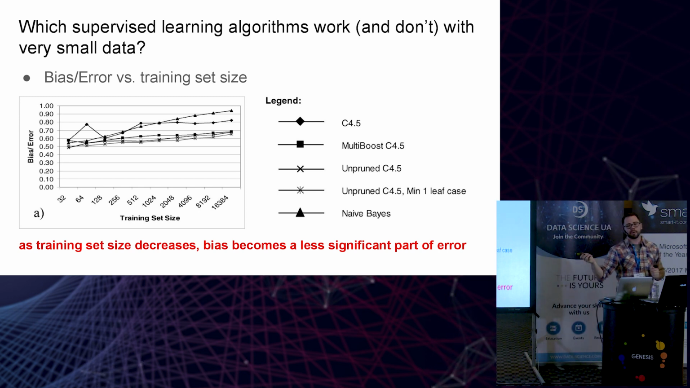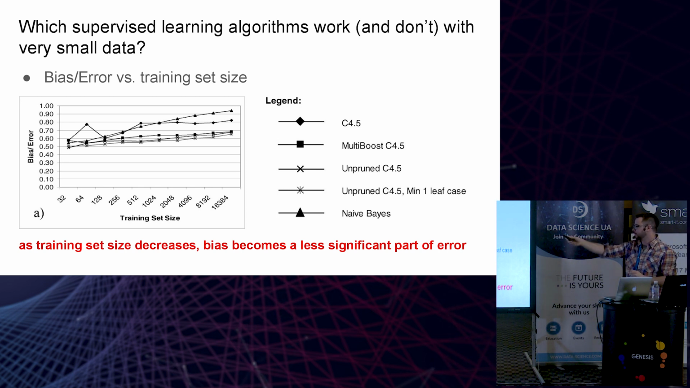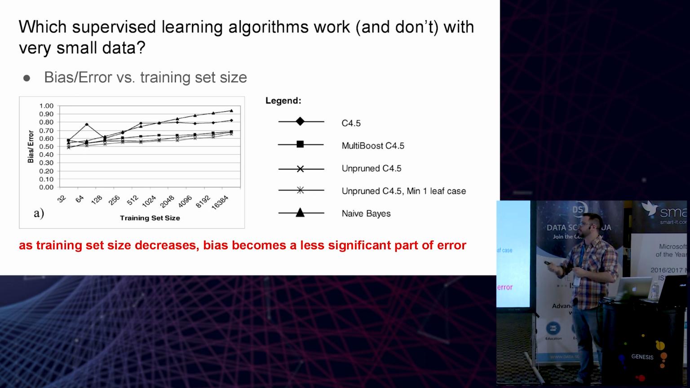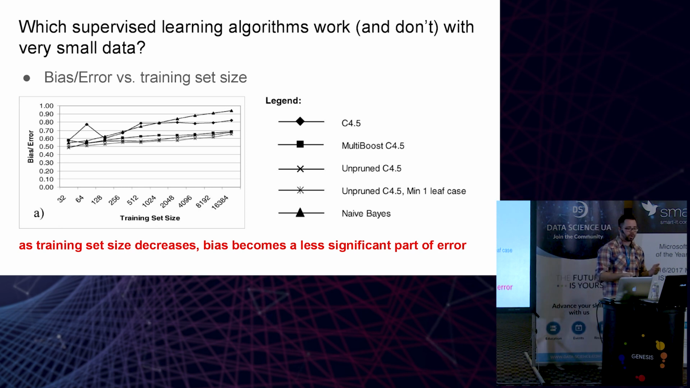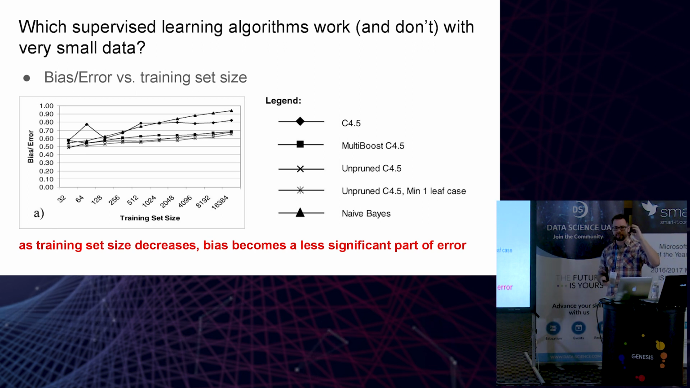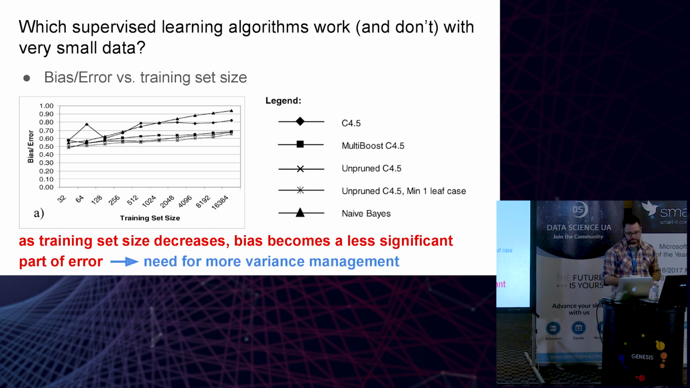Okay, and that implies that for small data sets, if you are too far on the left, as the data set decreases, the bias becomes a less significant part of the error, or what is the same, the variance becomes more of a problem. So when we're predicting with very small data, we really, really need to put focus on managing variance, not so much bias. We can sacrifice some bias if we can reduce the variance.